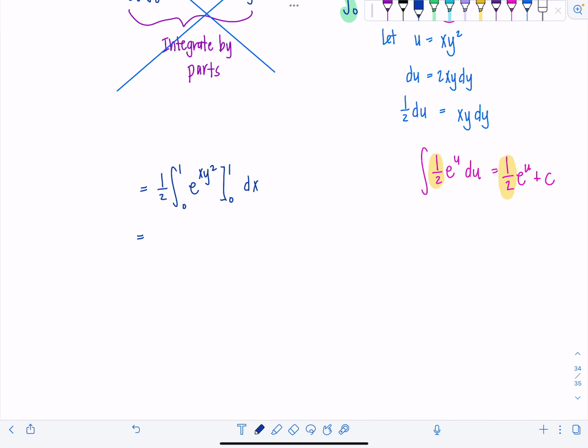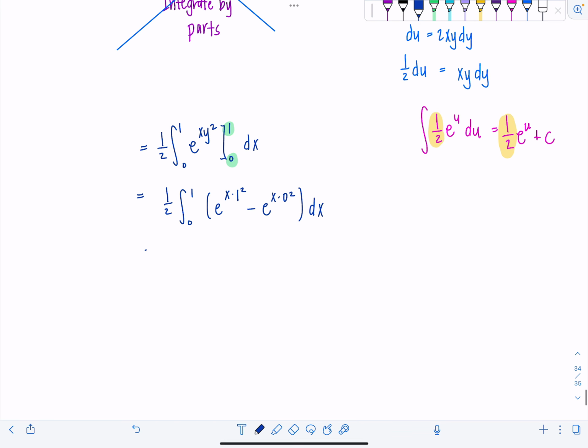Just remind yourself, I integrated with respect to y. So these limits here get substituted in for y. Yes? Good. So now we're going to have 1/2 integral from 0 to 1 of e to the x times 1 squared minus e to the x times 0 squared dx. And this is just going to give us 1/2 integral from 0 to 1 of e to the x minus 1 dx. Oh, and this is just such a harmless, cute little integral.